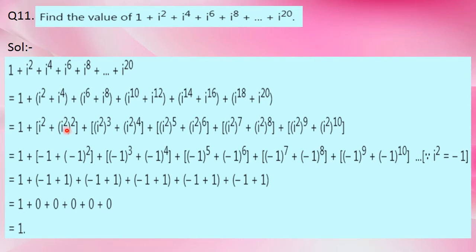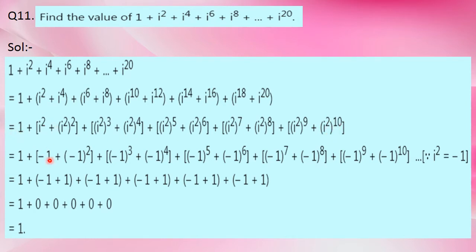That is i raised to 4 can be written as (i square) whole square. Next one, i raised to 6 can be written as (i raised to 2) whole raised to 3. (i raised to 2) whole raised to 4. (i raised to 2) whole raised to 5. This way we will write all the terms. Last one, (i raised to 2) whole raised to 10. Now we know i square is minus 1. And here, minus 1 raised to 2.